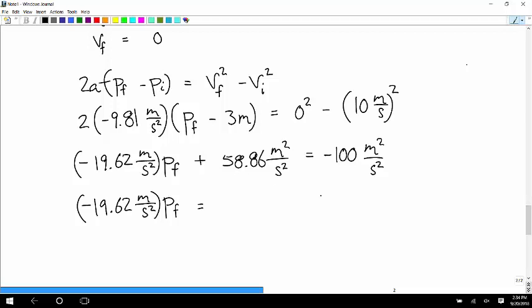Because this is positive, so now we have negative 158.86 meters squared per second squared. And now divide both sides by negative 19.62 meters per second squared. You can cancel the units first, makes it a little easier to deal with. 1 meter cancels 1 meter. Second squared cancels second squared. So the position final is equal to, it's going to be a positive number. What's 158.86 divided by 19.62?